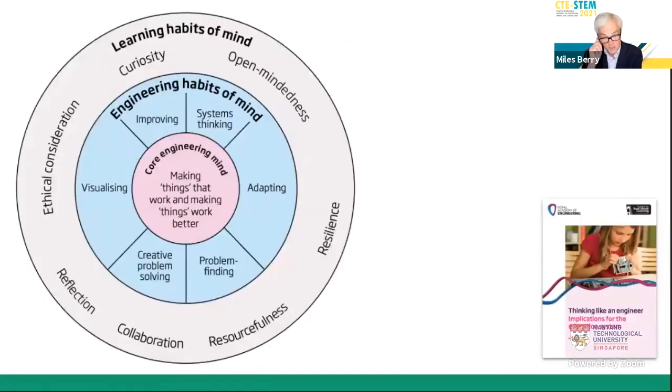I think the most interesting work I've seen outside of just computing education is from the Royal Academy of Engineering, with this idea of engineering habits of mind: making things that work and making things work better. I love this. Again, engineering habits of mind, some of which we have, but so much of which they are really explicit about. This is how an engineer, and I would say software engineer included within this, thinks.